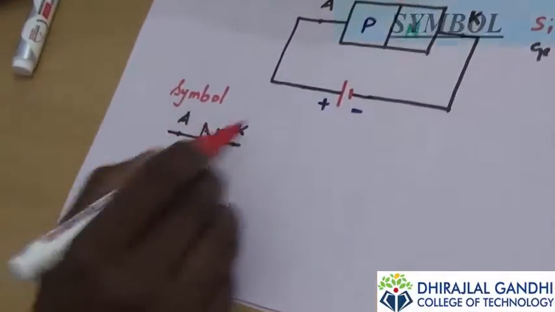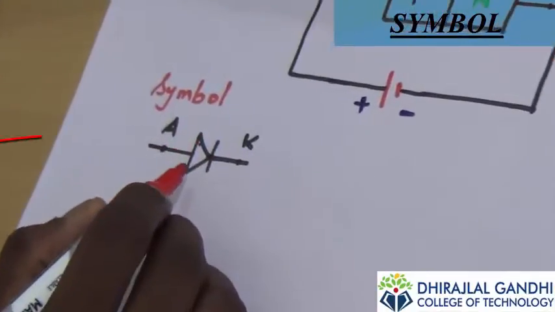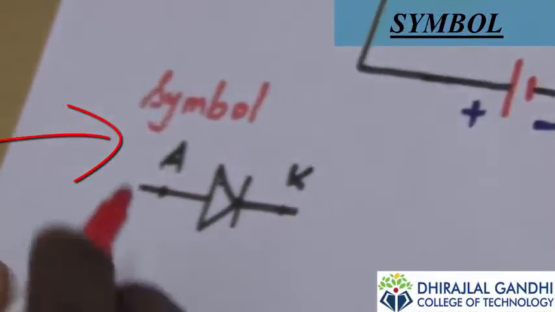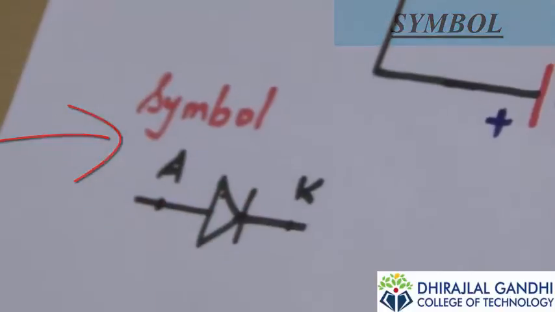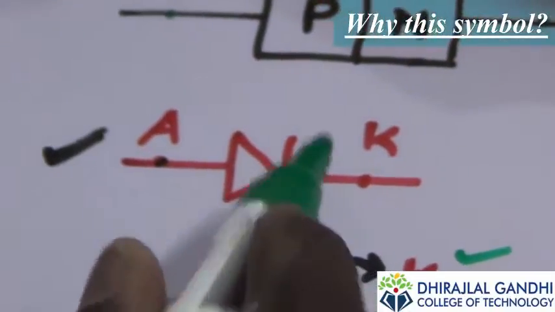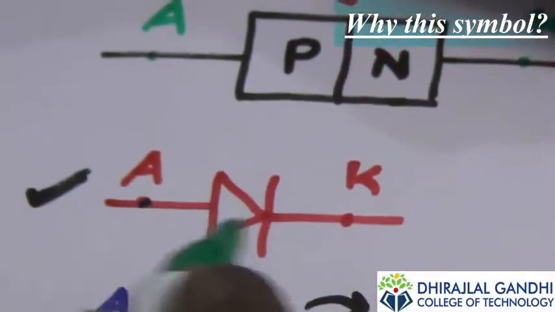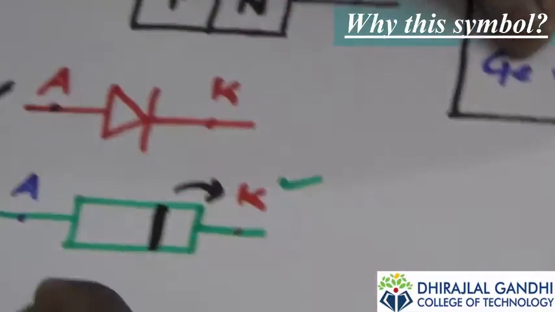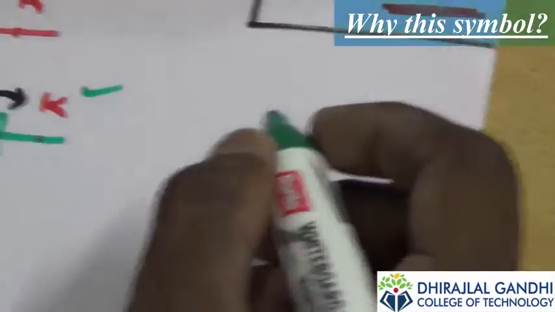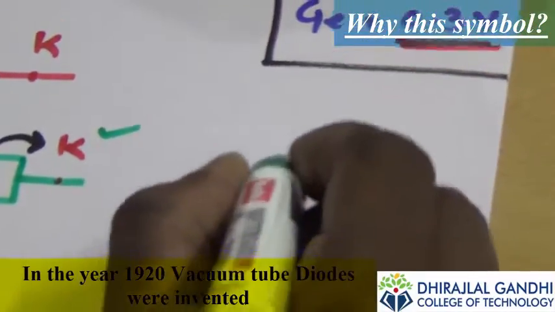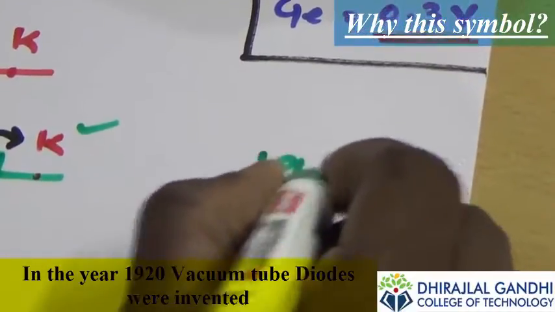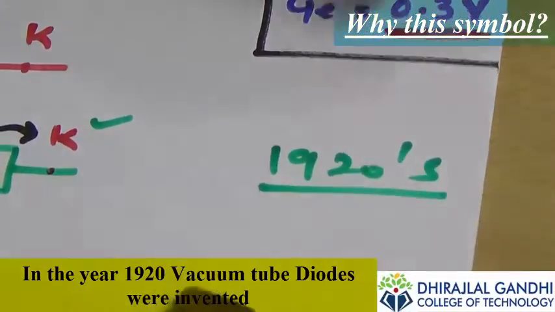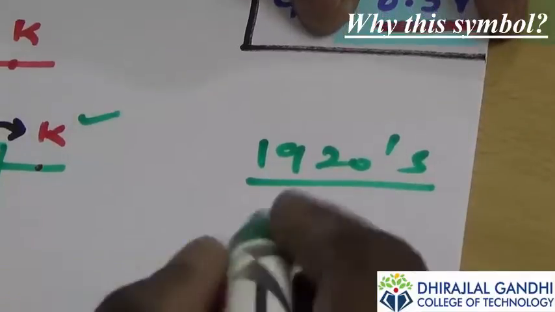The symbol of the diode is like this: the anode terminal and the cathode terminal. Why is the symbol of the diode represented by an arrow mark and one straight line? Because the first diode was invented in the 1920s. At that time, vacuum diodes were invented.